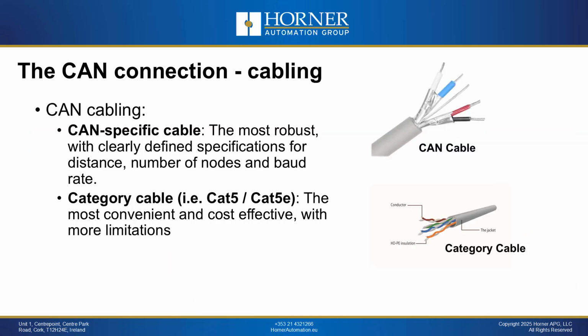Now let's start talking about cabling, because not only are there two different connectors that Horner uses with CAN, there are also two different cable styles. Let's start with CAN specific cable. So this is cable developed specifically for CAN, and there are some different variants, but all three variants were designed for CAN. Now what does that offer you?